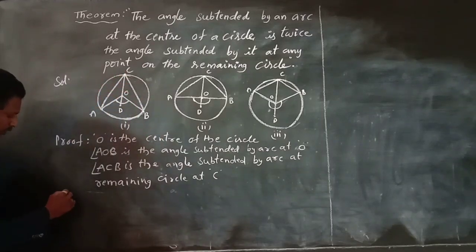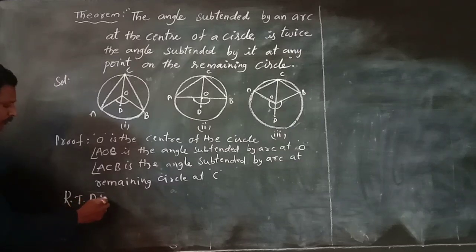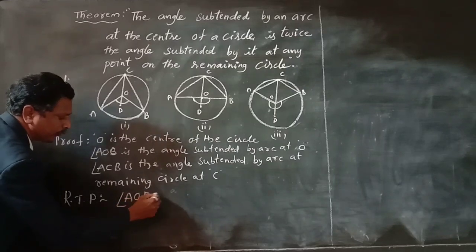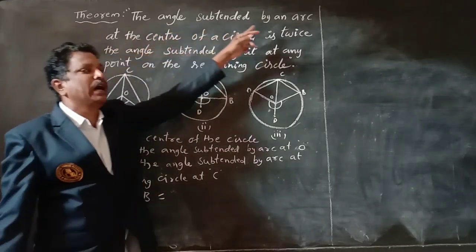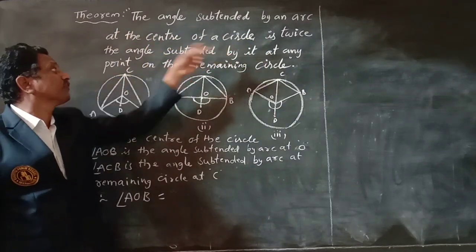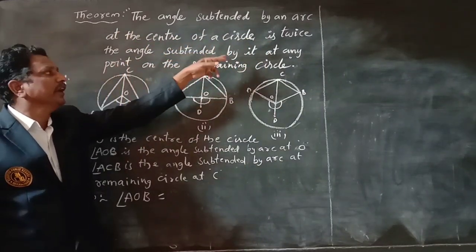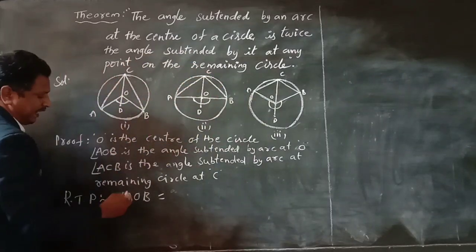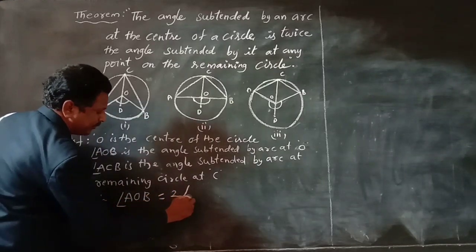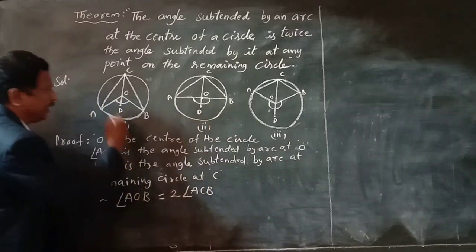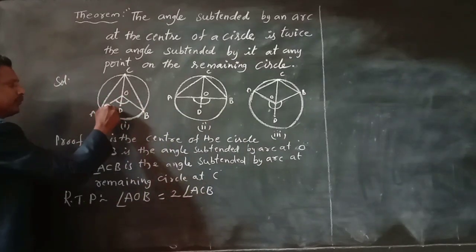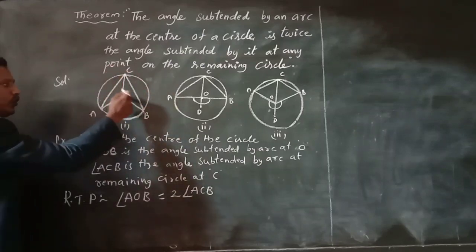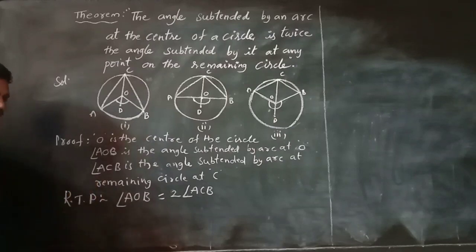Then what do we have to prove? Angle AOB is the angle subtended by the arc at the center of the circle, and it is twice the angle subtended by it at any point on the remaining circle. So angle AOB is equal to 2 angle ACB. That we have to prove.